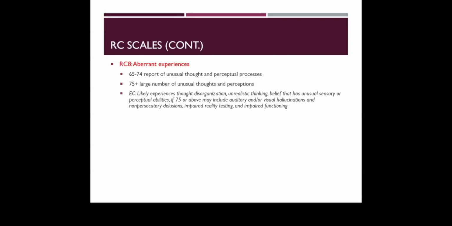RC8 is called aberrant experiences because, again, the seed scale interpretation of this is it's not schizophrenia, it's aberrant experiences. Not interpretable in the low direction, but in the elevated direction, it's report of unusual thought and perceptual processes. Empirical correlates certainly do include the possibility of thought disorganization or unrealistic thinking. Scores at 75 or above T-score, it's possible that it would be linked to auditory or visual hallucinations or delusions. Again, those are the empirical correlates. And the trick with RC8 is that you want to keep in mind whether or not they have neurological problems, whether or not this is in the context of substance misuse, potential cultural interpretations. So you're going to have to look across scales to interpret that.